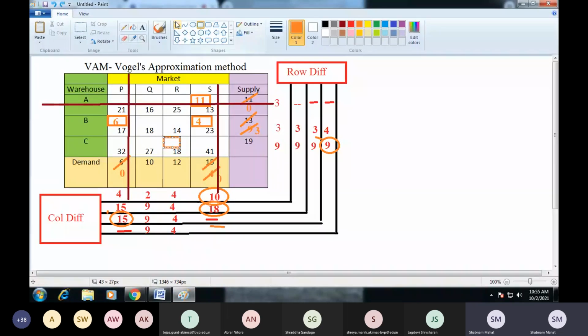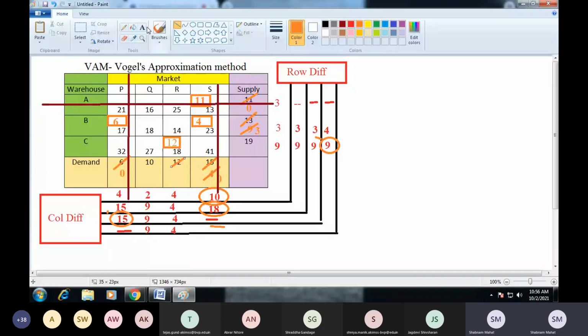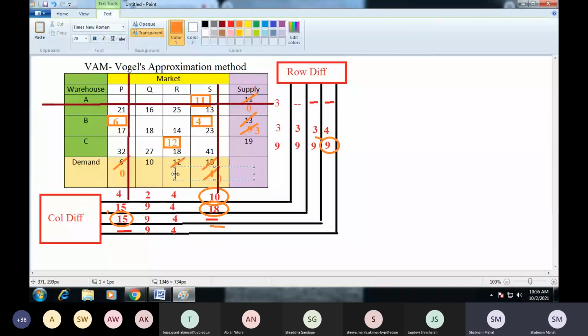Okay, supply available is 19 units, and demand for this sale is only 12 units. So 12 is the minimum. So I can provide a total of 12 units in this sale. When I provide 12 units in this sale, first of all, I have to remove this total demand for market R.